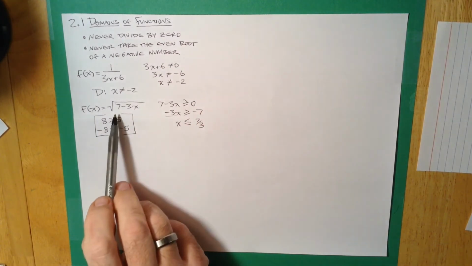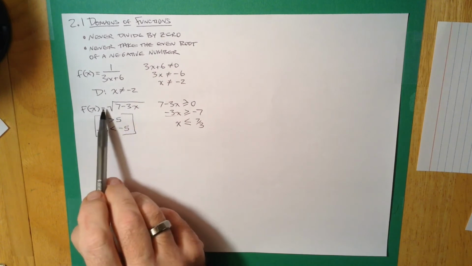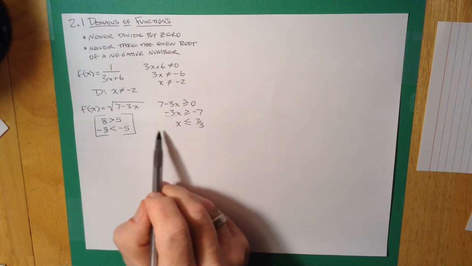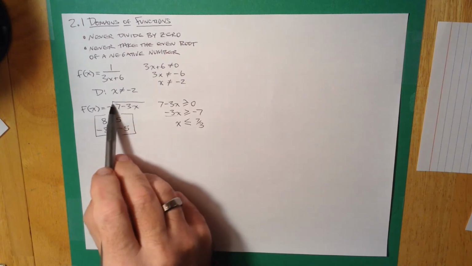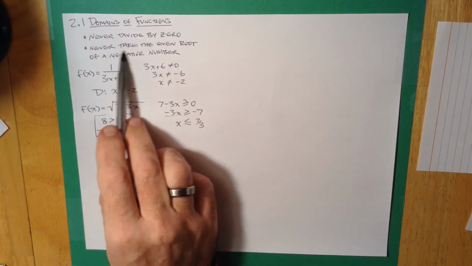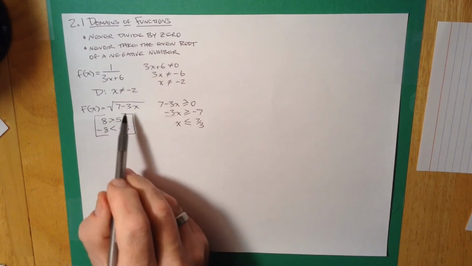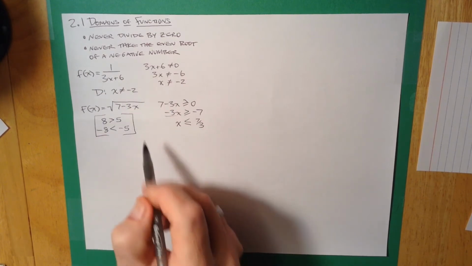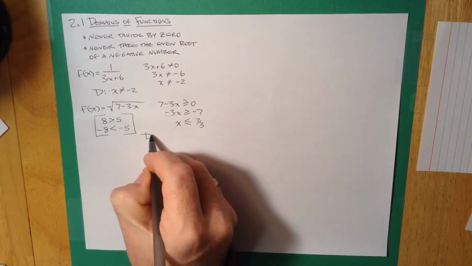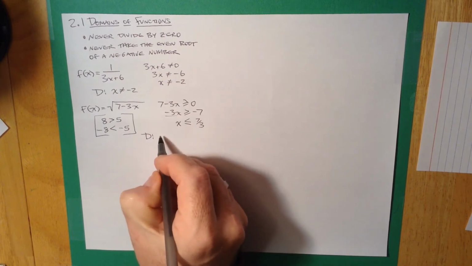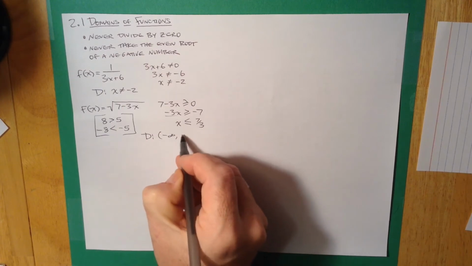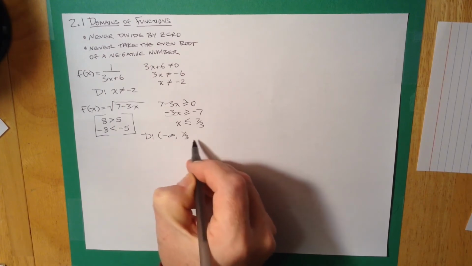So, back to domain. We have a function that's the square root of 7 minus 3x. What we're seeing in this case is that in order for this to never be negative, because we can never take the even root of a negative number, we have to be sure that x is less than or equal to 7/3. And so we can say in this case that the domain goes all the way down to negative infinity, and it comes up to 7/3.